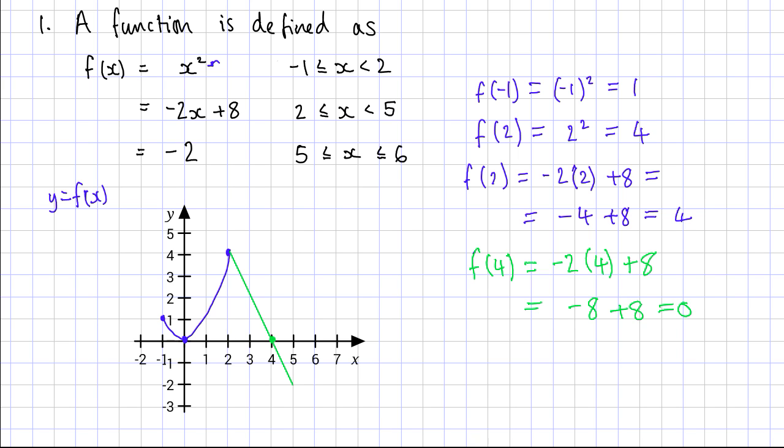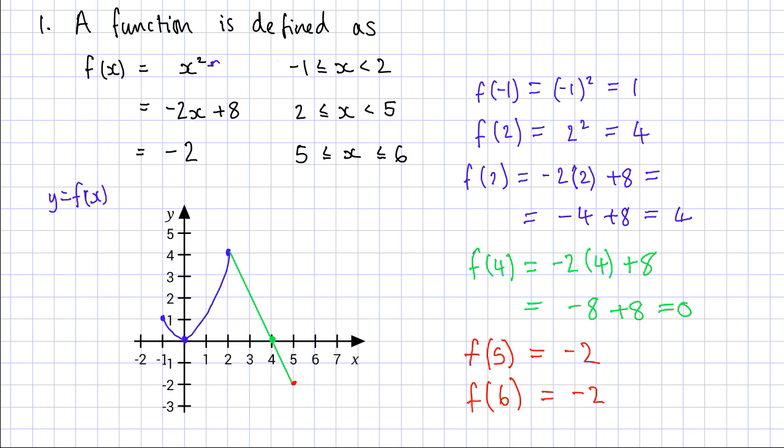So if I was to input 5 into my function, my output is going to be minus 2, because in these inputs my output's always minus 2. Also, if I input 6, my output is also going to be minus 2. So when x is 5, my output is minus 2. So let's plot that. So 5, minus 2 is there.